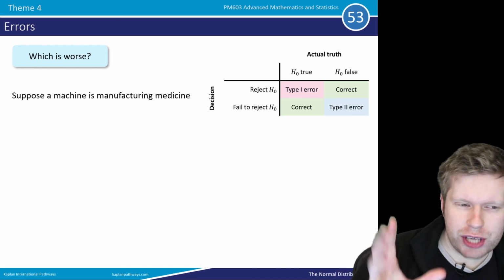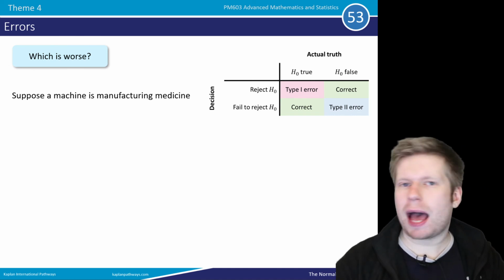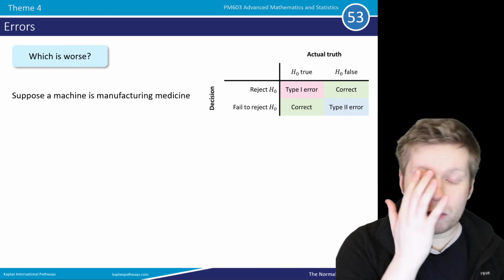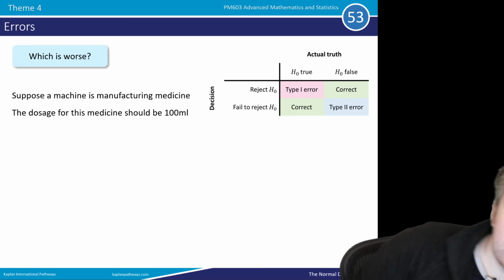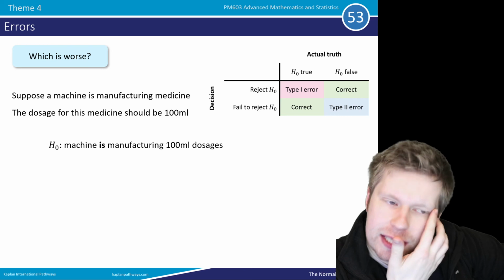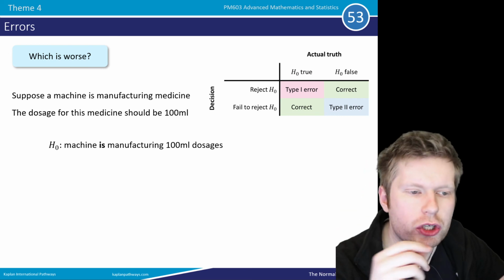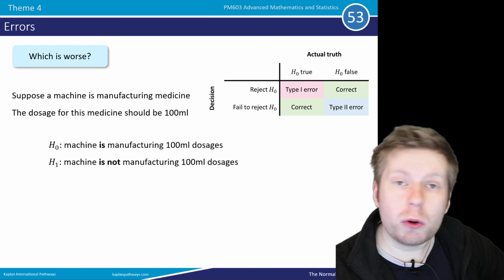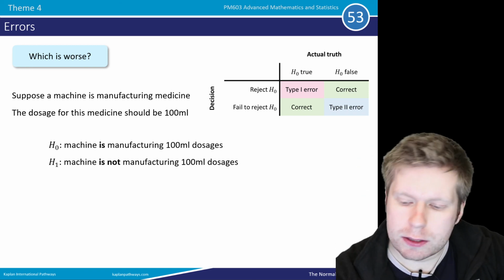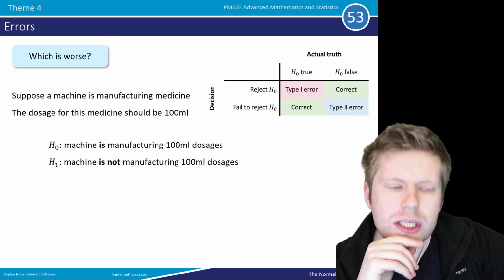So I'm going to alter the context of my example slightly. I'm going to look at a machine which is manufacturing medicine. Perhaps it's manufacturing particular doses of a medicine which people have to administer themselves, okay? The dosage of this medicine should be 100 milliliters. So the null hypothesis is saying that this particular machine is manufacturing medicine which is coming out at 100 milliliter dosages, okay? But of course, the alternative hypothesis is saying that it's not manufacturing 100 milliliter dosages, okay? So now I'm going to ask you the question, you might want to pause the video again and just think, what situation is worse?